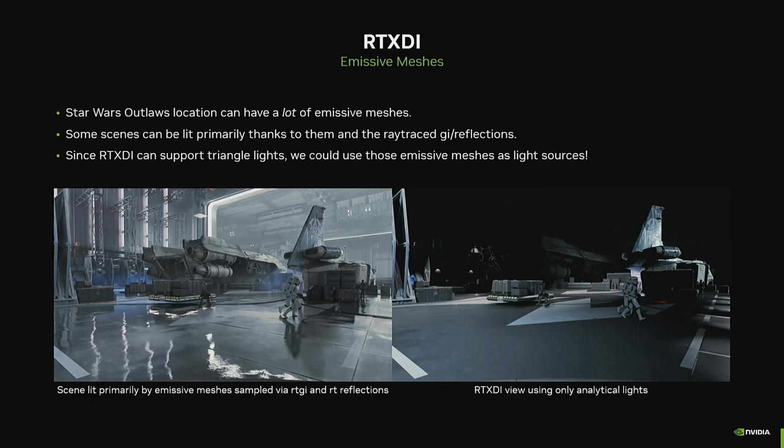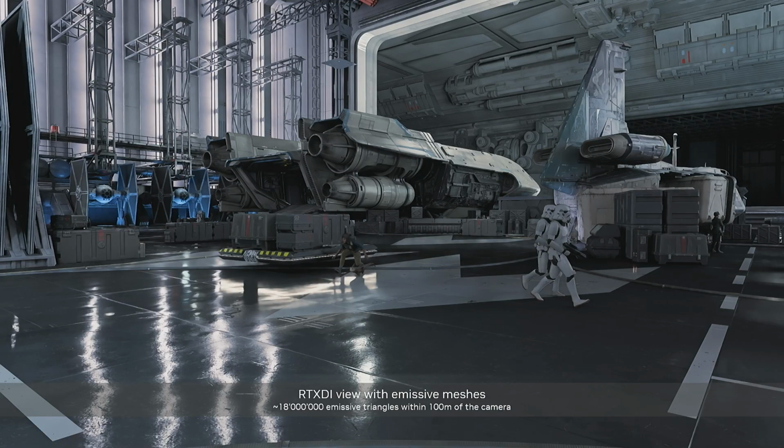Since RTXDI can support any kind of shape of light, including triangle lights, and the number of lights is not as much of a constraint as with traditional deferred lighting techniques, we could add all those triangle lights to RTXDI as a light source. And this is what we get. This is only a debug view of lighting. There is no indirect lighting here, and we get all those triangles lighting the scene. In that particular scene, we have 18 million triangles, which is quite a lot, even too many.